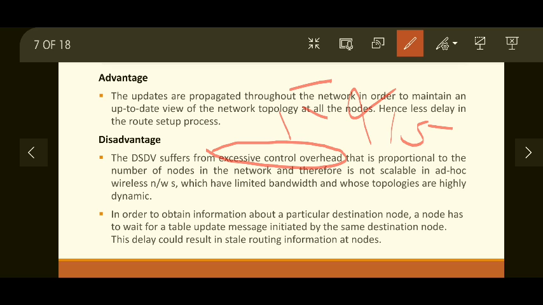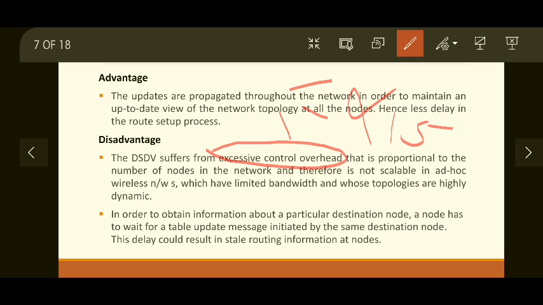Because every node has to update their routing table, that generates too many control packets in the network. Therefore it is not scalable in ad hoc networks. What an ad hoc network is, we will see later on in the fourth chapter. But these ad hoc networks have a limited bandwidth because there is no central router, so each node has limited capability, and their topologies change frequently, or are highly dynamic.